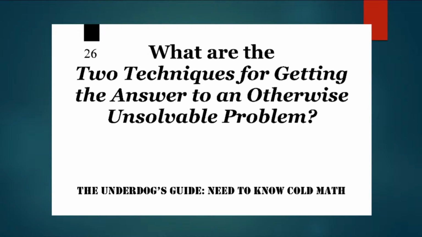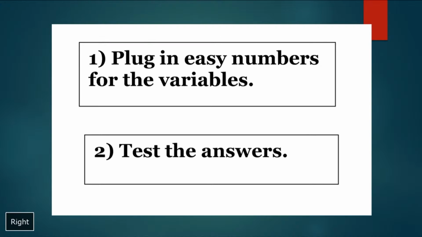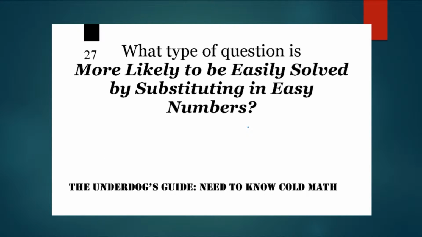Alright, what are the 2 techniques for getting the answer to otherwise unsolvable problems? Let's chat. The first one is plug in easy numbers for the variables. This is going to be key. And the second one is test the answers, or reverse engineer the answers if you want to be fancy about that language. I'll give an example of each.